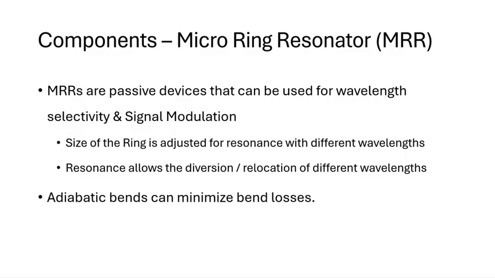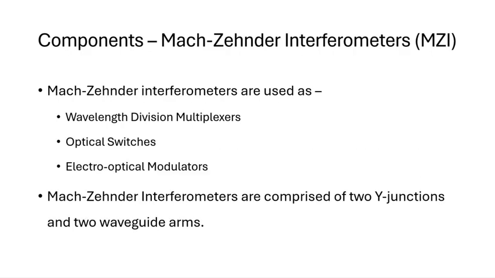Next are the microring resonators. These are a key device. Microring resonators are passive devices that can be used for wavelength selectivity and signal modulation. The size of the ring is adjusted for resonance with different wavelengths, and resonance allows the diversion and relocation of different wavelengths. Adiabatic bends can minimize bend losses as they are more smoothly curved compared to their circular counterparts.